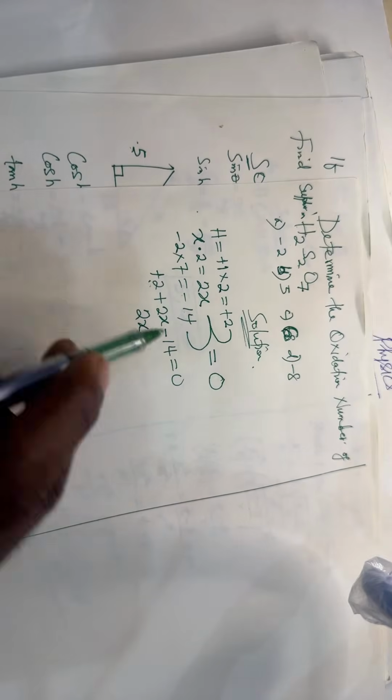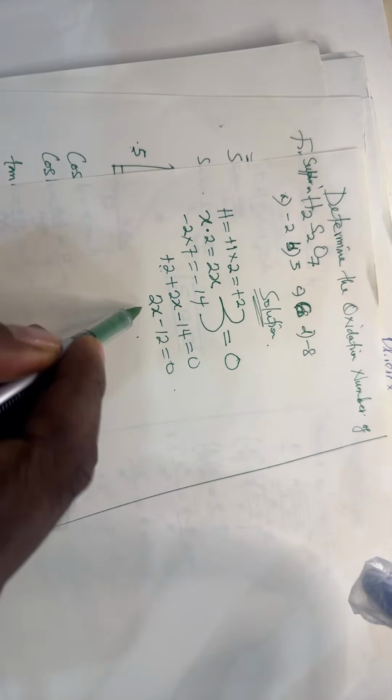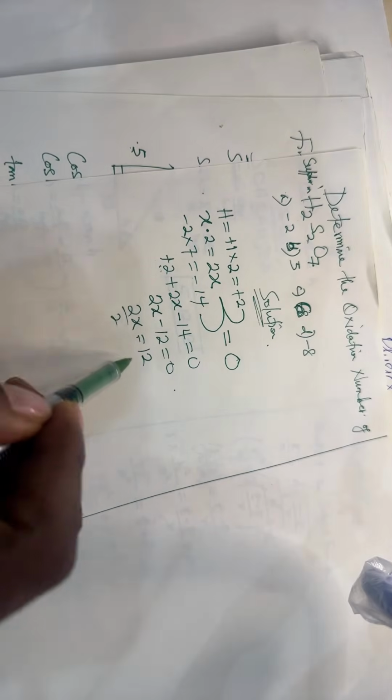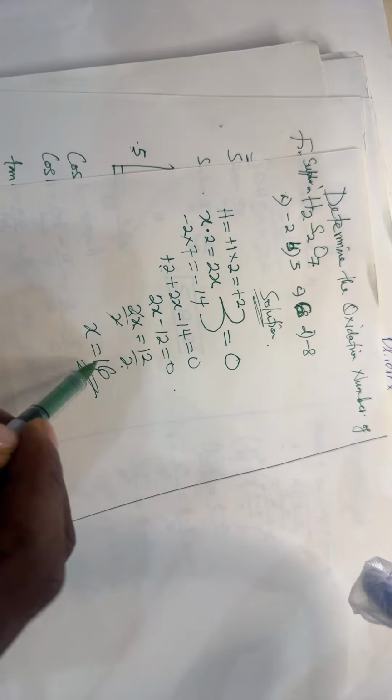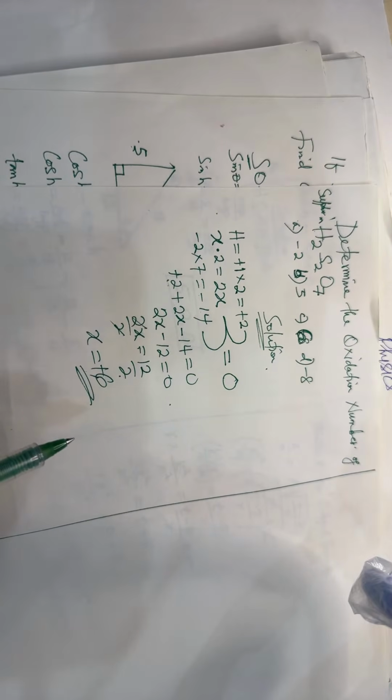They are very useful. So this will give you 2x minus 12 equals 0. If you carry minus 12 across to this side, it becomes plus 12. If you divide both sides by 2, because x is what we are solving for, 2 and 2 cancel. x will be equal to 12 divided by 2, which gives you 6. So that means the oxidation state of sulfur in this compound is plus 6. Which option is correct?